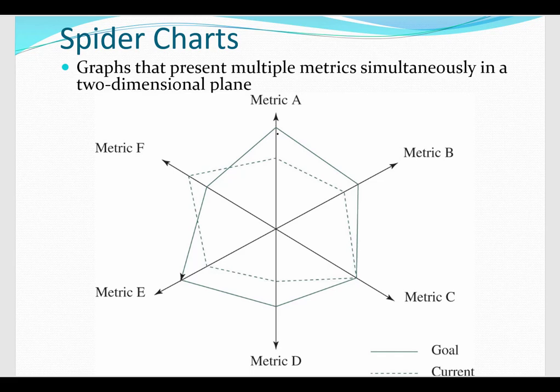on metric A we fall short. On metrics E and D we also fall short. On metric F we have outperformed what we set out to do, and for B we also fall short. We have not achieved the goal. And on metric C, we have achieved the goal right on the mark. We haven't overachieved or underachieved it. So that's the spider chart.